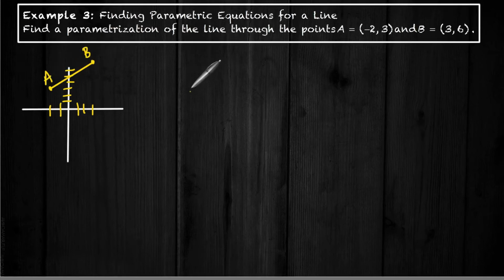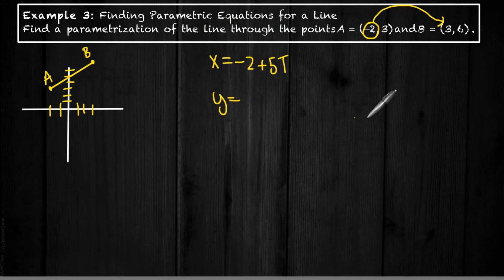Well, this is very, very easy. All you do is say, well, my x equation is going to be the x that I start with, so that's going to be negative 2, plus I'm trying to go from negative 2 up to 3. That is a space of 5, so it'll be 5t. I think you can see what the y is going to be. My starting y is 3, so that's what I'll start with, plus I'm trying to go from 3 up to 6. That is a space of 3, so 3t.